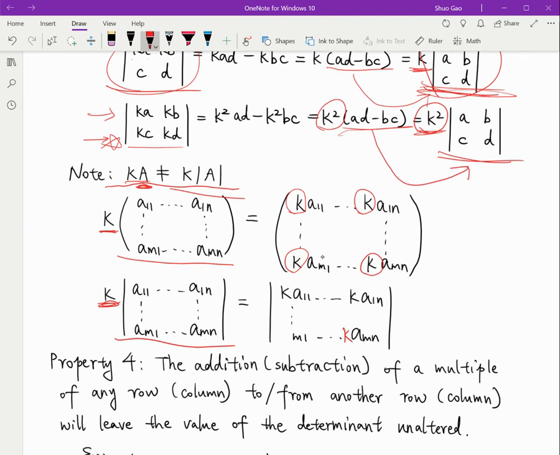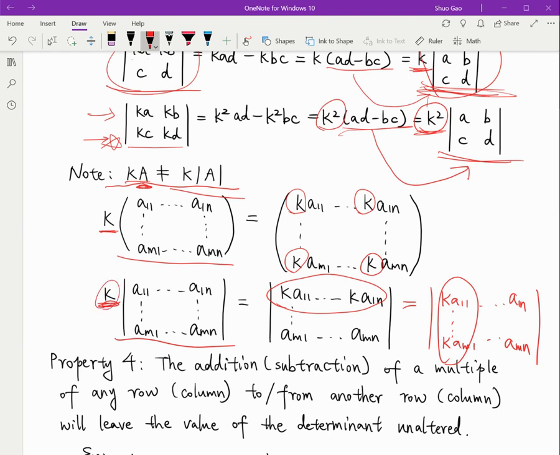And also you can write this matrix as, so it can also be written as Ka11, Kam1, then A1n, Amn, right. You can change any one row or one column of the original determinant if you multiply only one K in front of that.